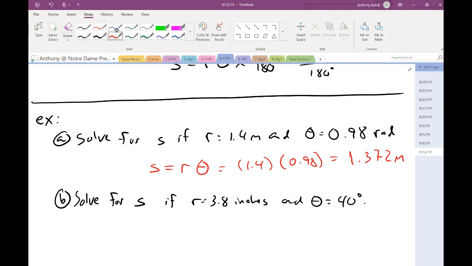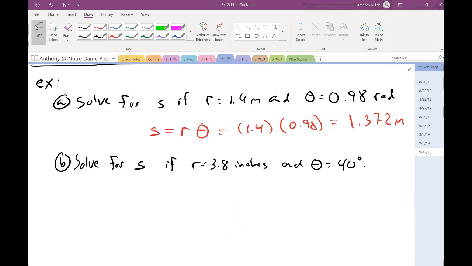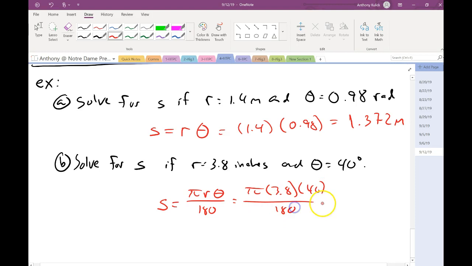What if we're asked to solve for s if r is 3.8 inches and theta is 40 degrees? Which of the two formulas should I use in this case? The second one, that's correct, because we have an angle measure given in degrees. So I'll just plug everything into that formula. And when I type this into my calculator, I get about 2.653.